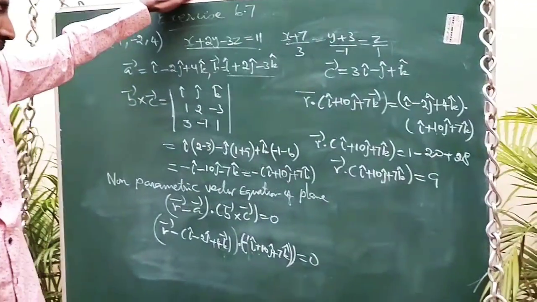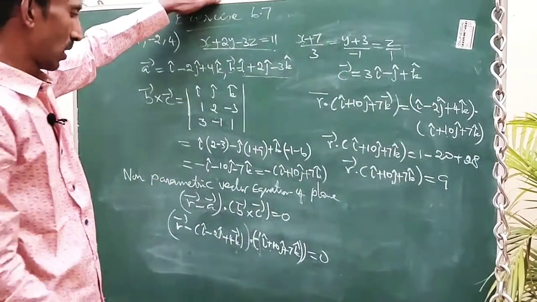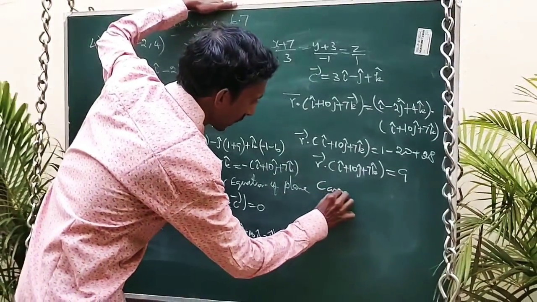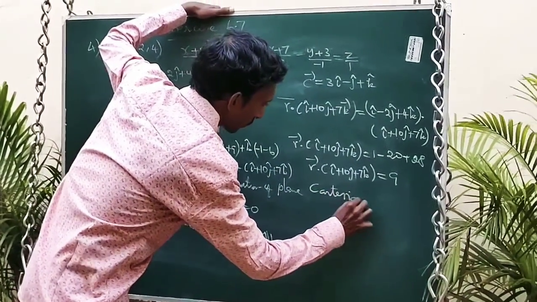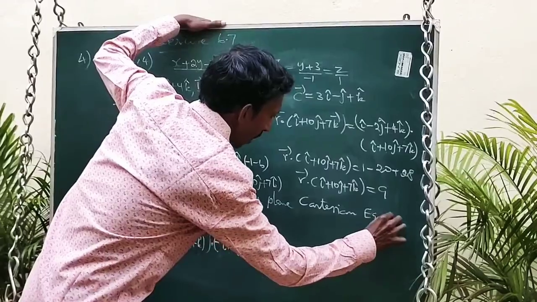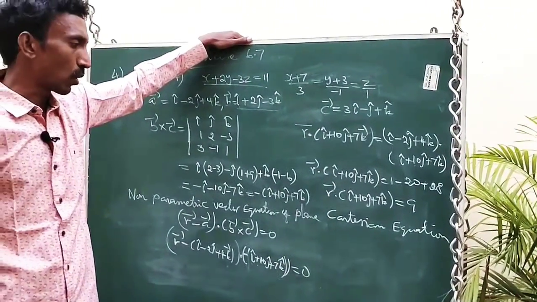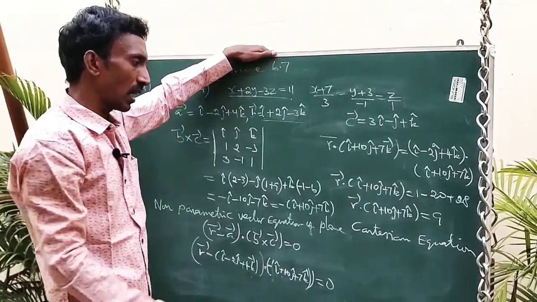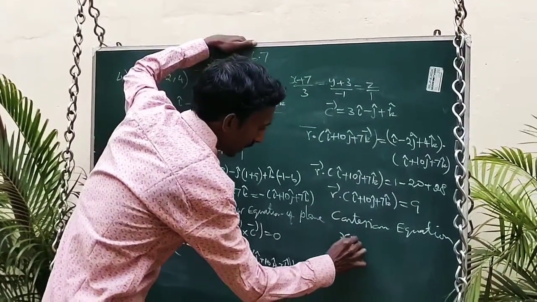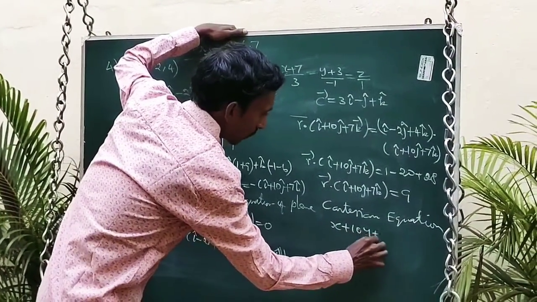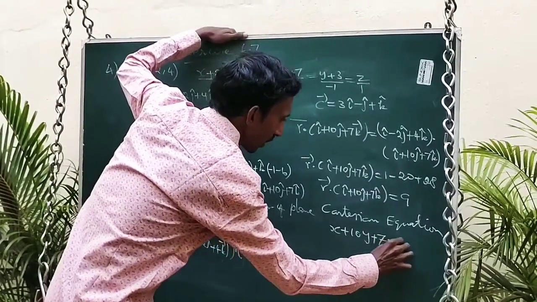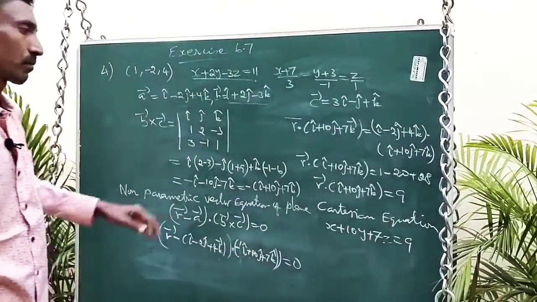It is the non-parametric vector equation. So now our aim is to find the Cartesian equation. As usual, we can get it from the previous one. Put r vector equal to xi plus yj plus zk. It becomes x plus 10y plus 7z equal to 9.